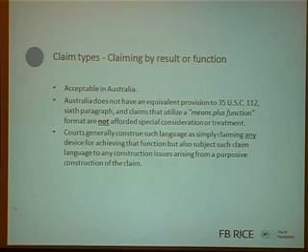Claiming by result or function is fine in Australia. You don't have any issues at all. We don't have any equivalent to the sort of US provisions in regard to means plus function. We don't deal with it in a special way at all. It's going to be given a pretty broad interpretation again.